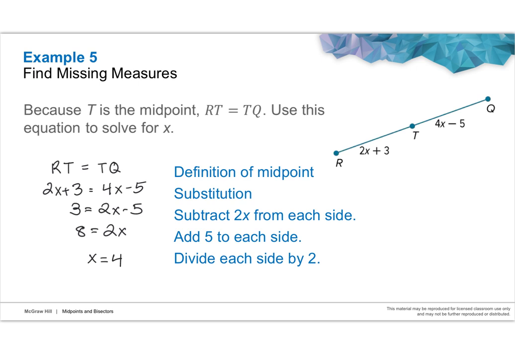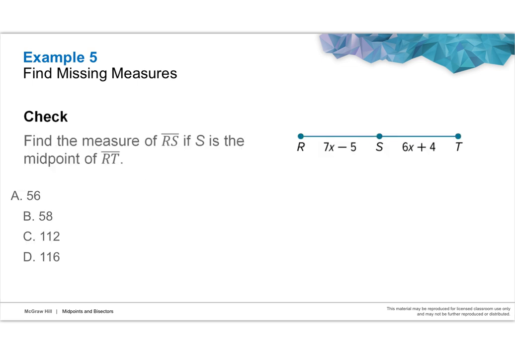In this case, we're just at the end of the algebra because it's asking us to find the value of RT. So we're going to substitute into the expression for RT the value for x that we just found. And we get 11, my favorite number. So RT equals 11 is our answer here. Use that same idea of example 5 to find the measure of RS here if we know S is the midpoint of RT.